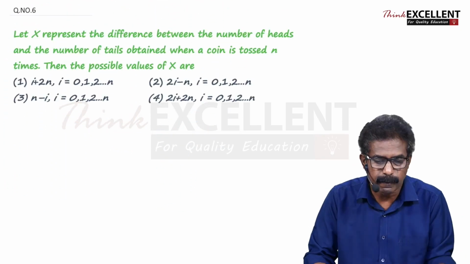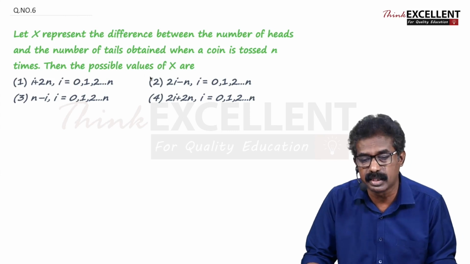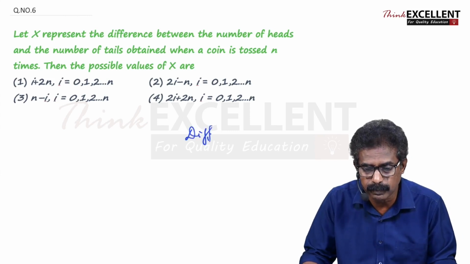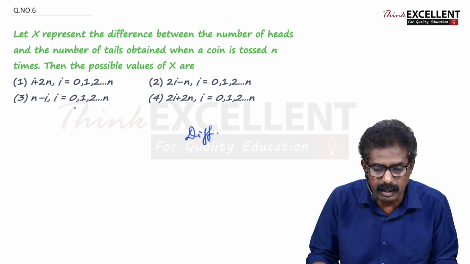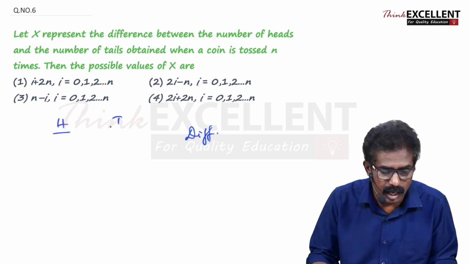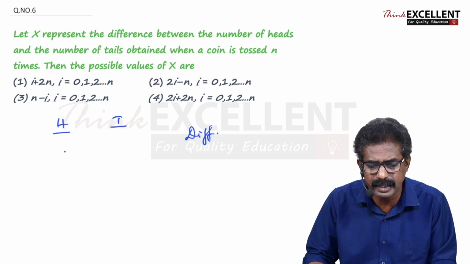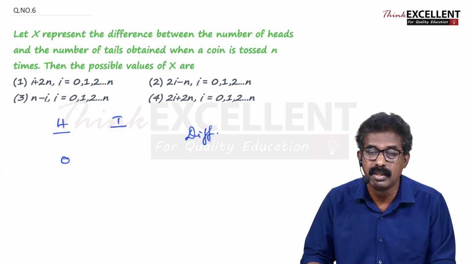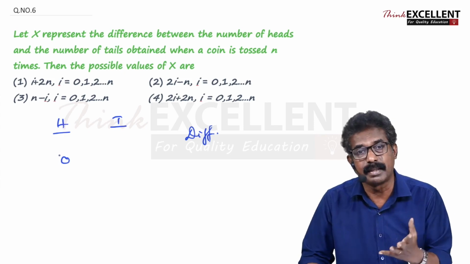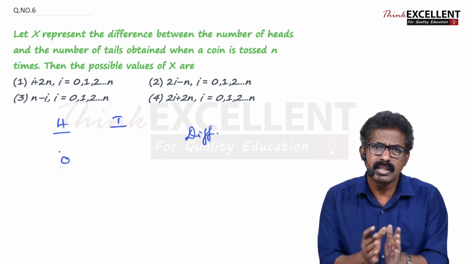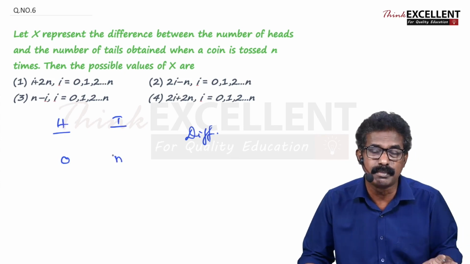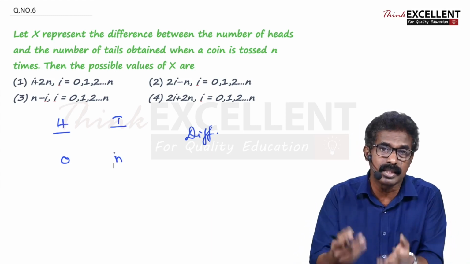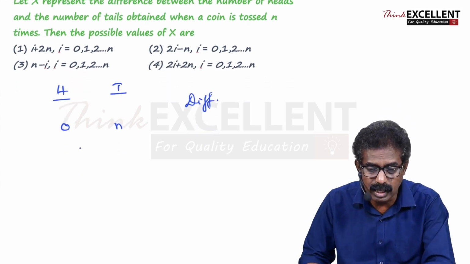Then question number 6. X represents the difference between the number of heads and the number of tails obtained when a coin is tossed n times. Suppose the coin is tossed n times and you are not getting any head. That means n tails. Suppose you are tossing the coin 10 times and there is no head, that means all the 10 are tails.